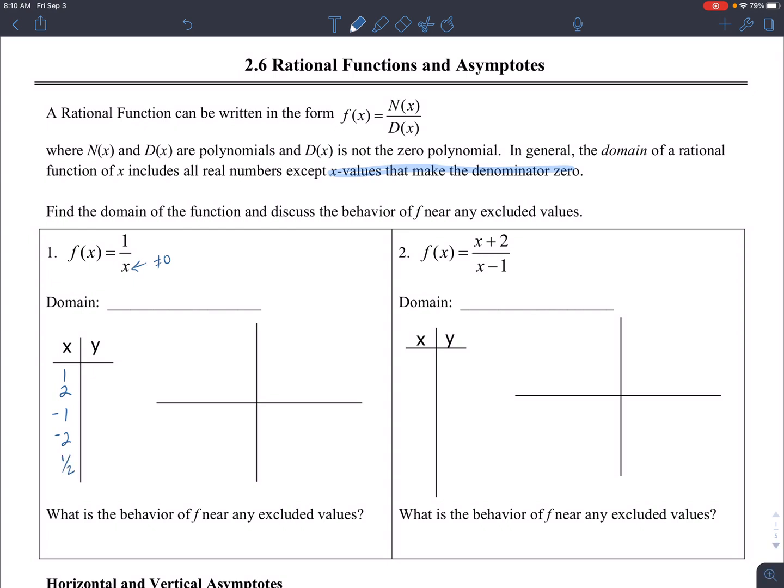So as we plug in each of these into the function, 1 over 1 would make 1, 1 over 2 would make 1/2, 1 over -1 would make -1, 1 over -2 would make -1/2, and when you plug in 1/2, 1 over 1/2, you multiply by the reciprocal, so you end up with 2. Go ahead and plot these points.